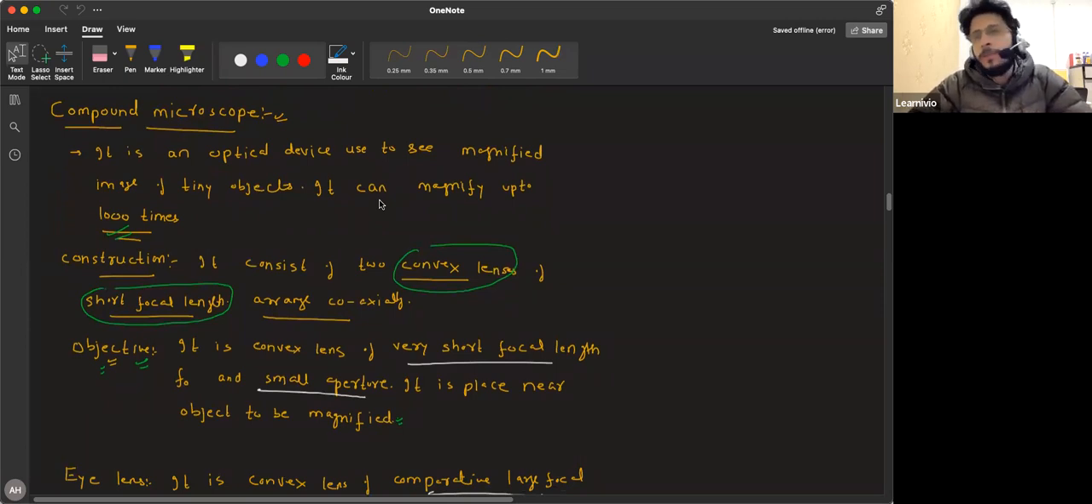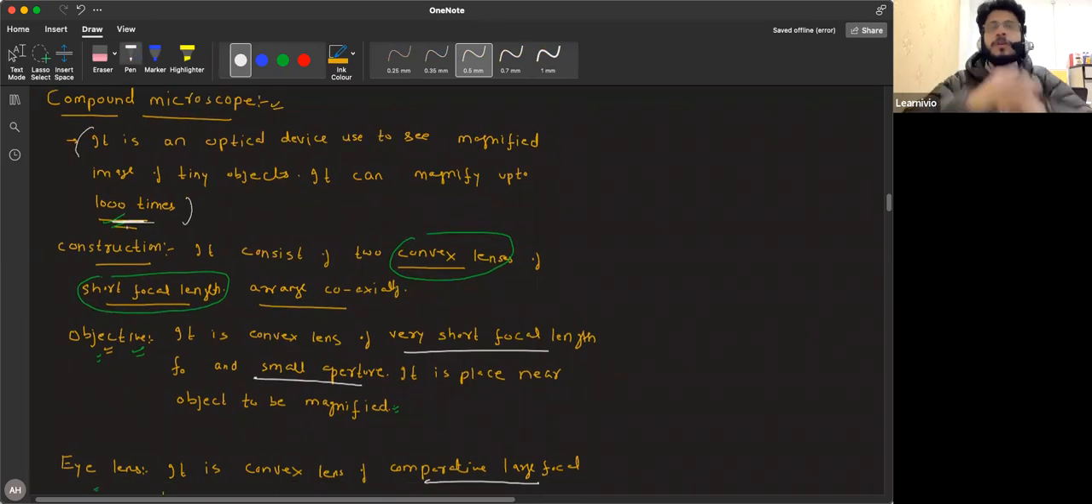See, there are certain limitations with a simple microscope. Using a simple microscope, you can magnify your image, but there's certain limitation. You can magnify your image 10 times, 20 times, but not more than that. If you want to magnify your image more than 1,000 times, then you need something else, and that is the compound microscope. So compound microscope is just an optical device. It's used to magnify image of tiny objects. It can magnify up to 1,000 times.